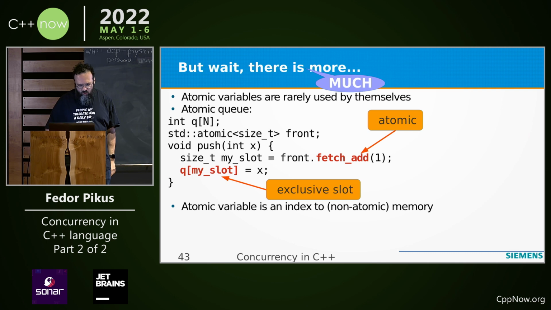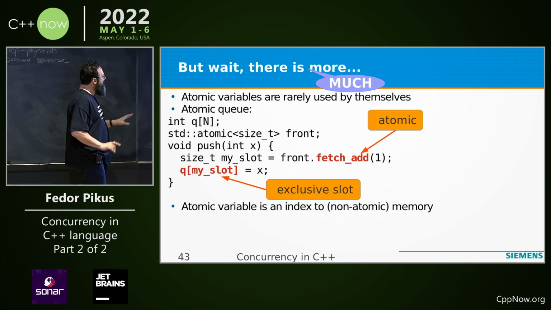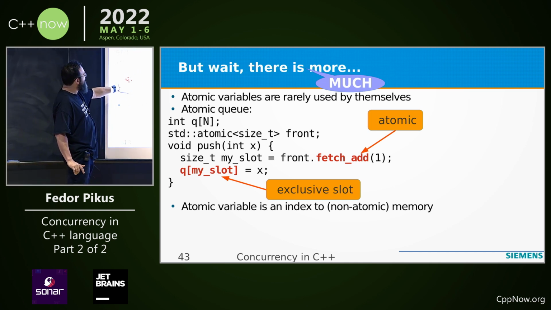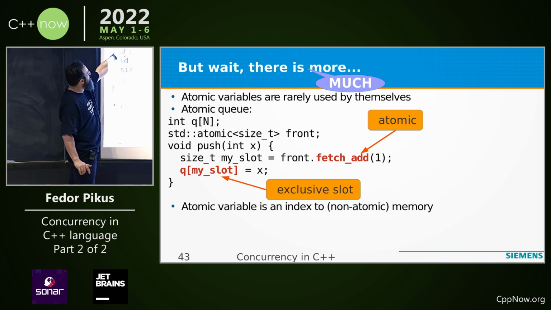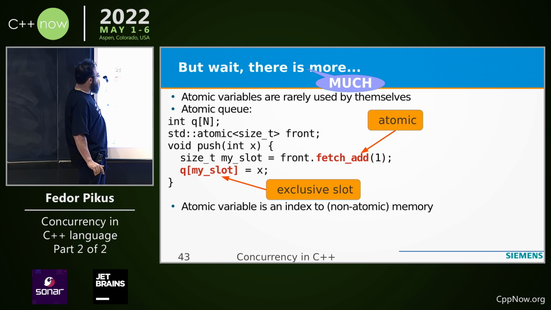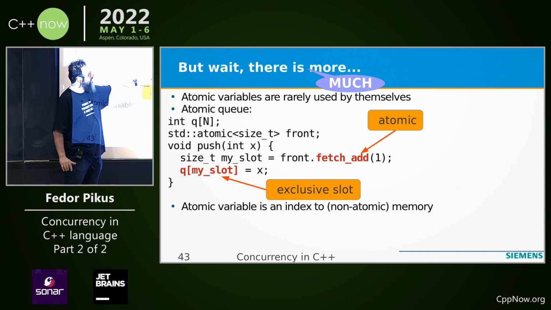All right. One other thing that we haven't covered and we need to cover has to do with this. Let's look at this Q. Here is my atomic, which is the index into this array. And this is what I do to push my data into the queue.